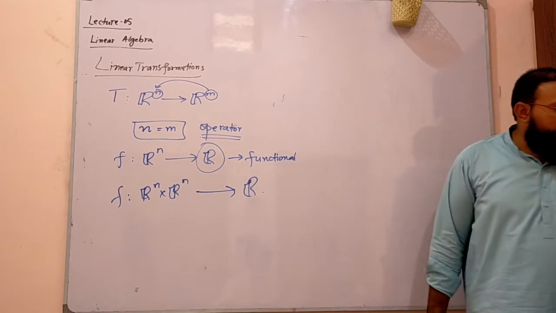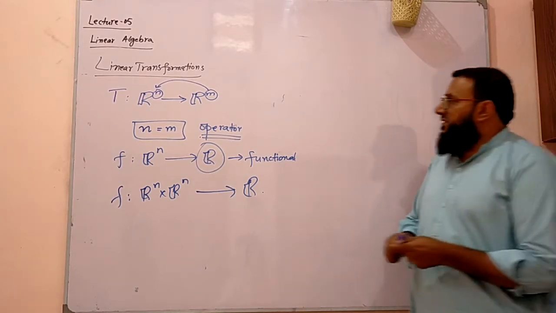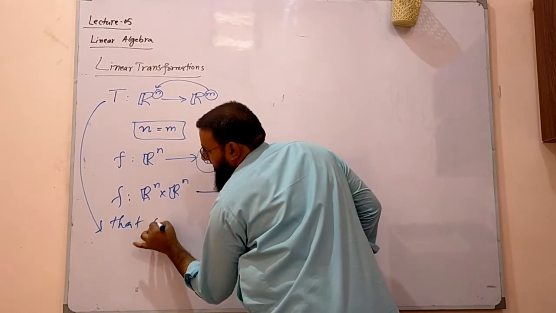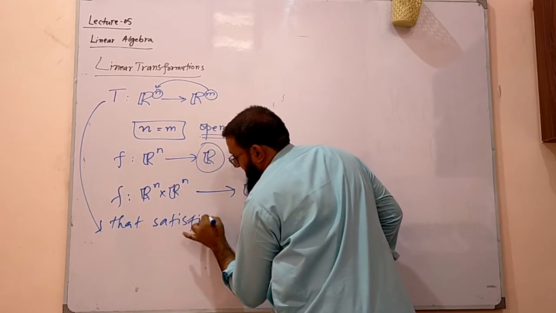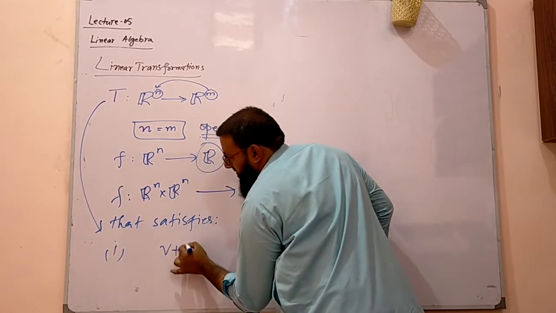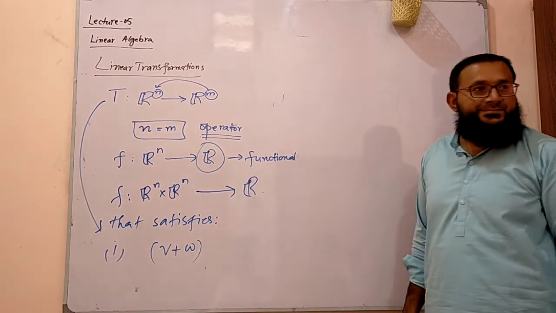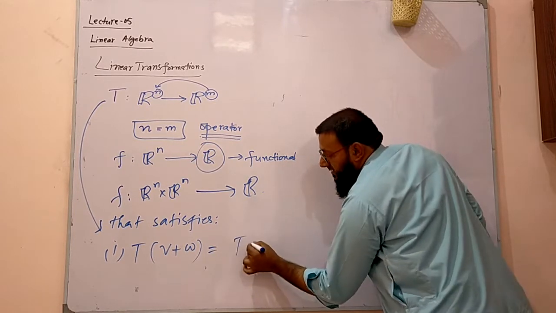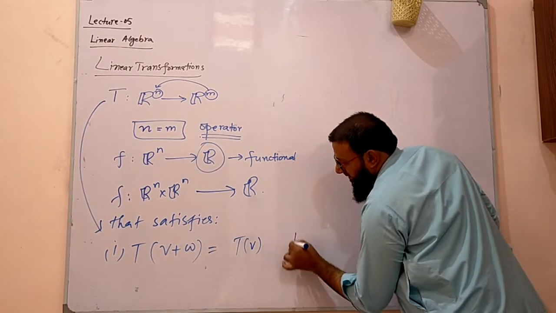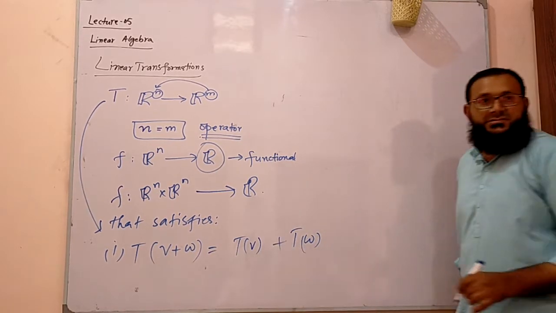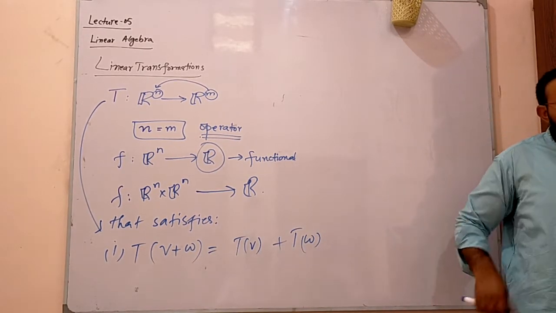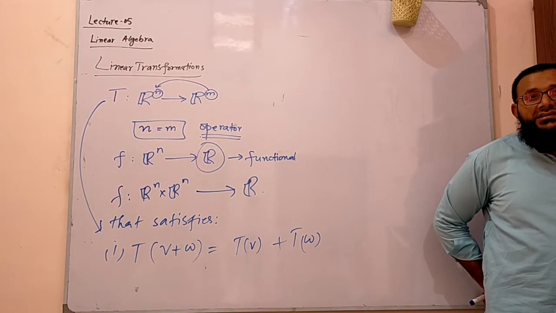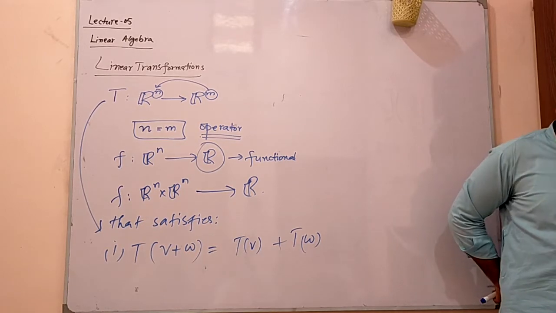Okay, so we are only concerned about linear transformations. This is a function that satisfies 2 properties. One is that you take 2 vectors and then apply this operator or transformation. It is the same as operating T on V and T on W, and then adding. It is linearity, the additive property.